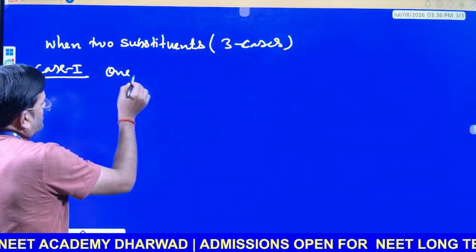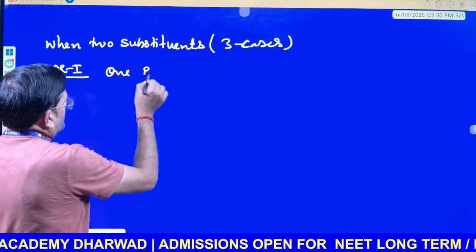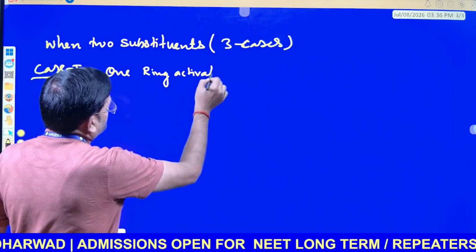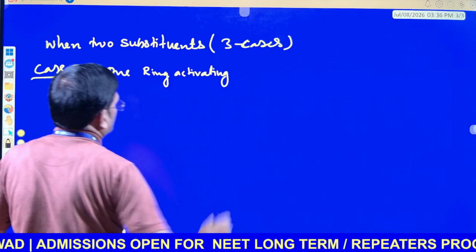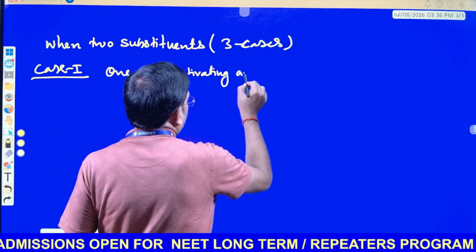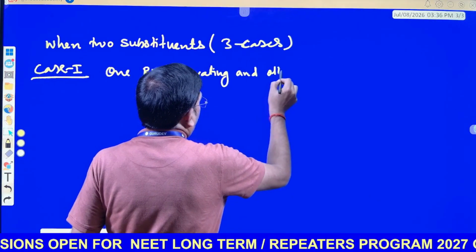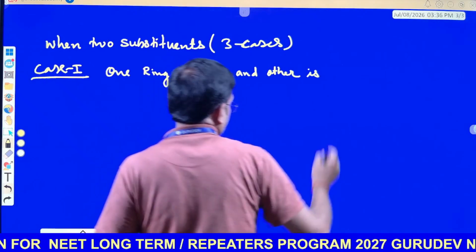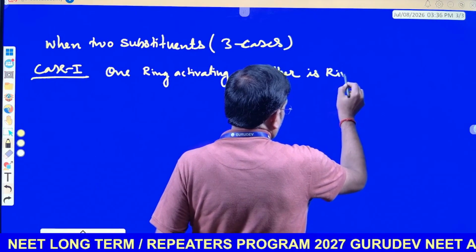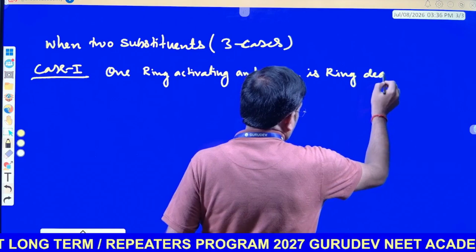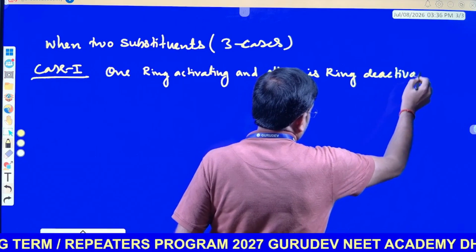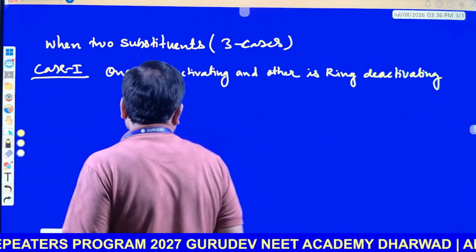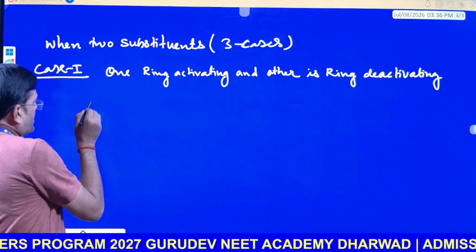One is ring activating and other is ring deactivating. Okay. Now we'll take an example.